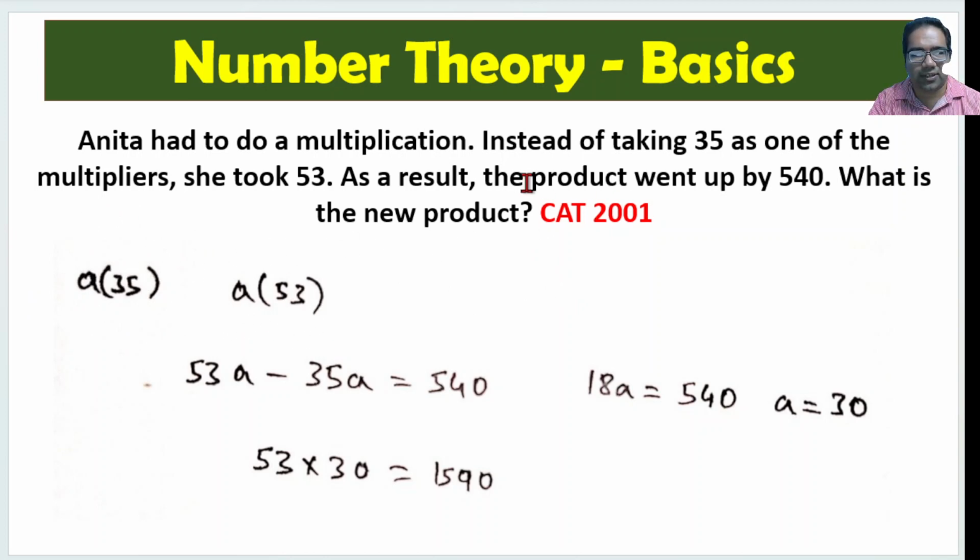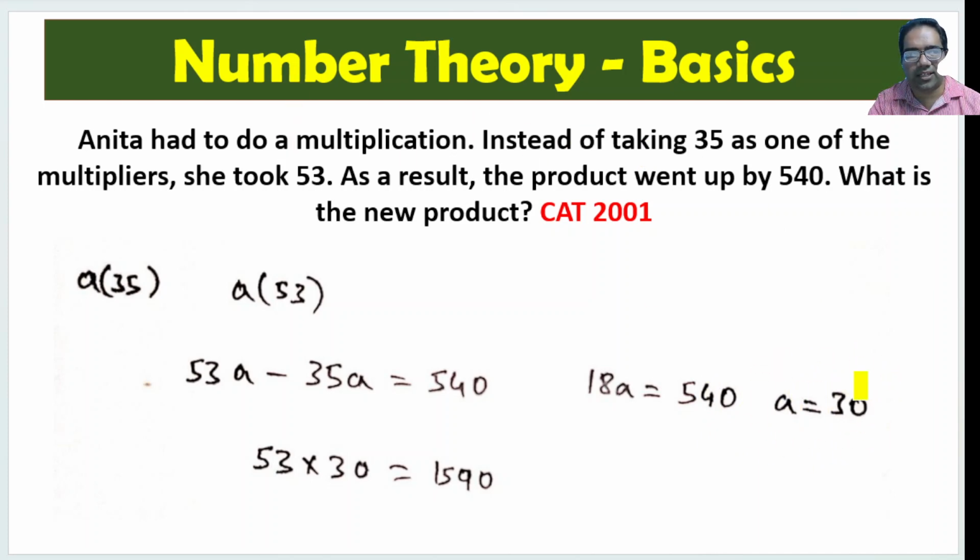Now it is given the result is 540 higher. That means this result is higher by 540 than this result. So 53A minus 35A is equal to 540. That means 18A equals 540, that means A equals 30. That means the original number she had to use was 30.